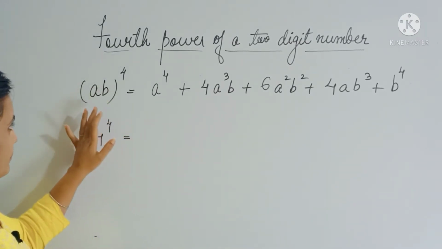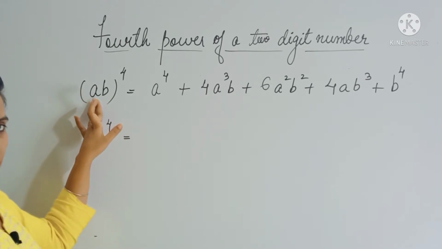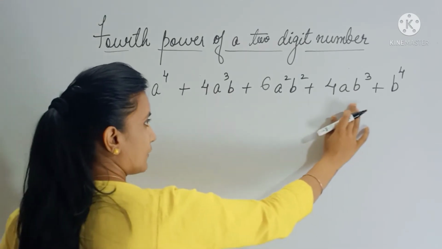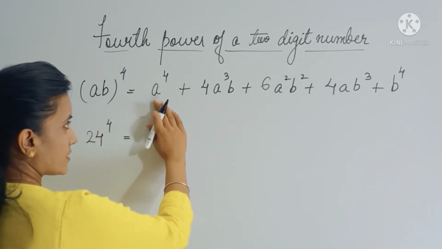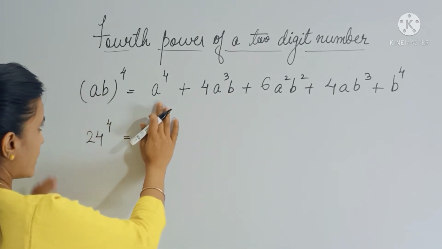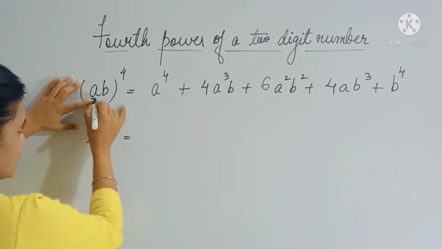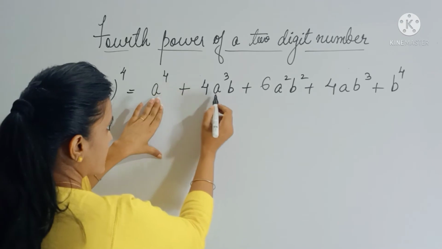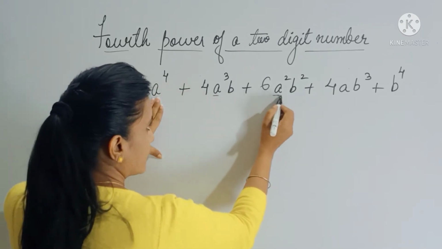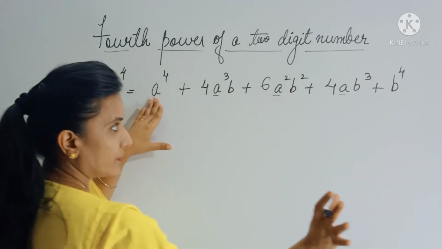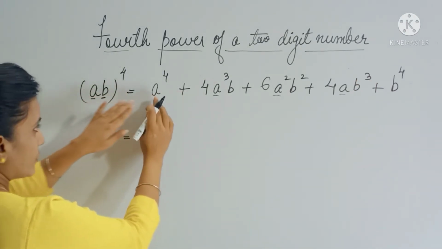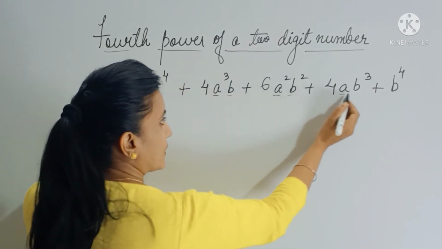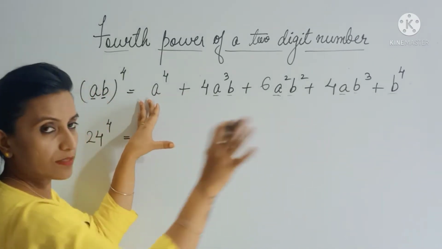You can see here, let's say AB represents any two-digit number, okay? You have to just write the number in this pattern, and then add everything. This pattern is very easy to memorize. The first term is A power 4, and then you can see it's reducing: A power 3, then A power 2, then A, and then A is not there at all. Similarly with B, in the first term B is not there, and then B power 1, B power 2, B power 3, and then B power 4. So this pattern is very easy to recognize.